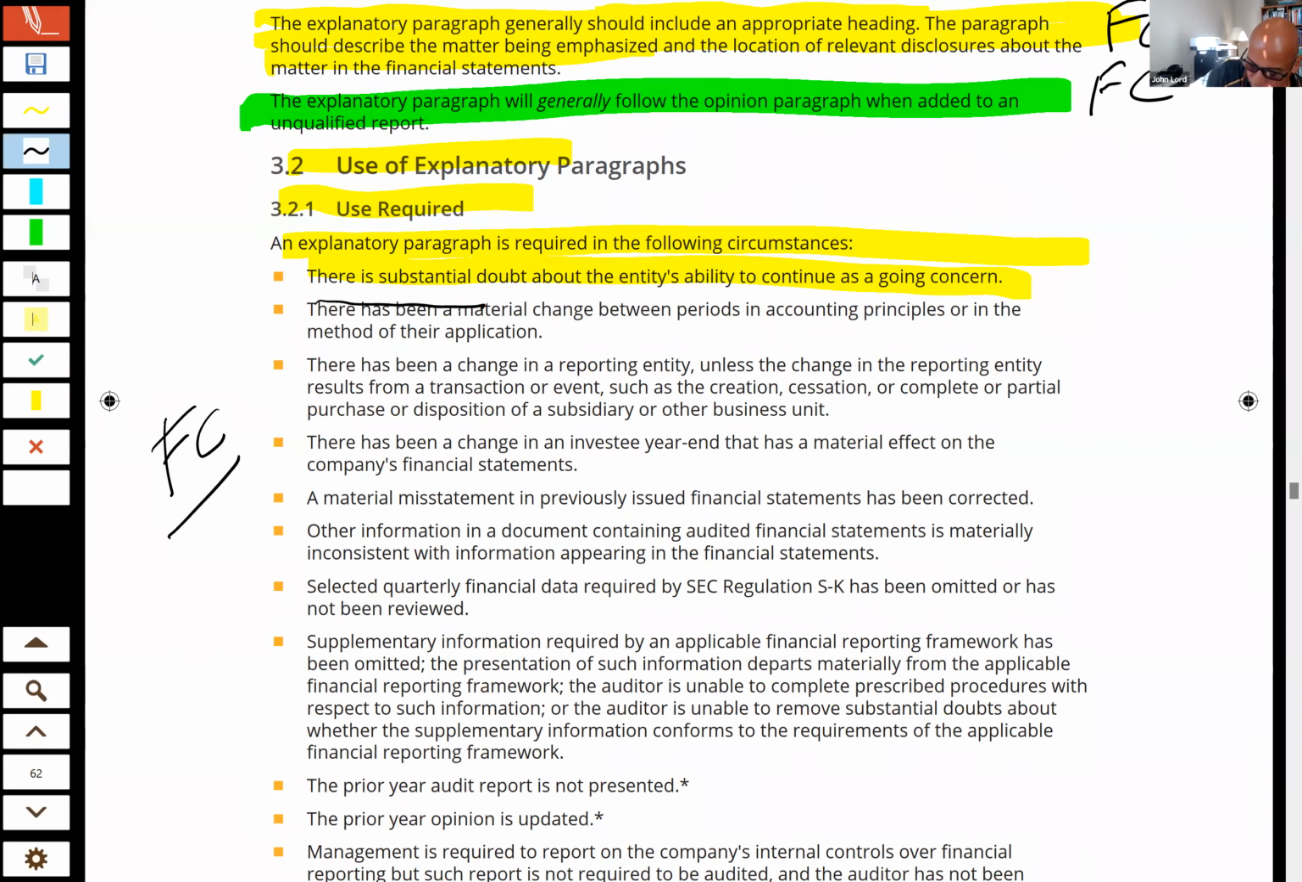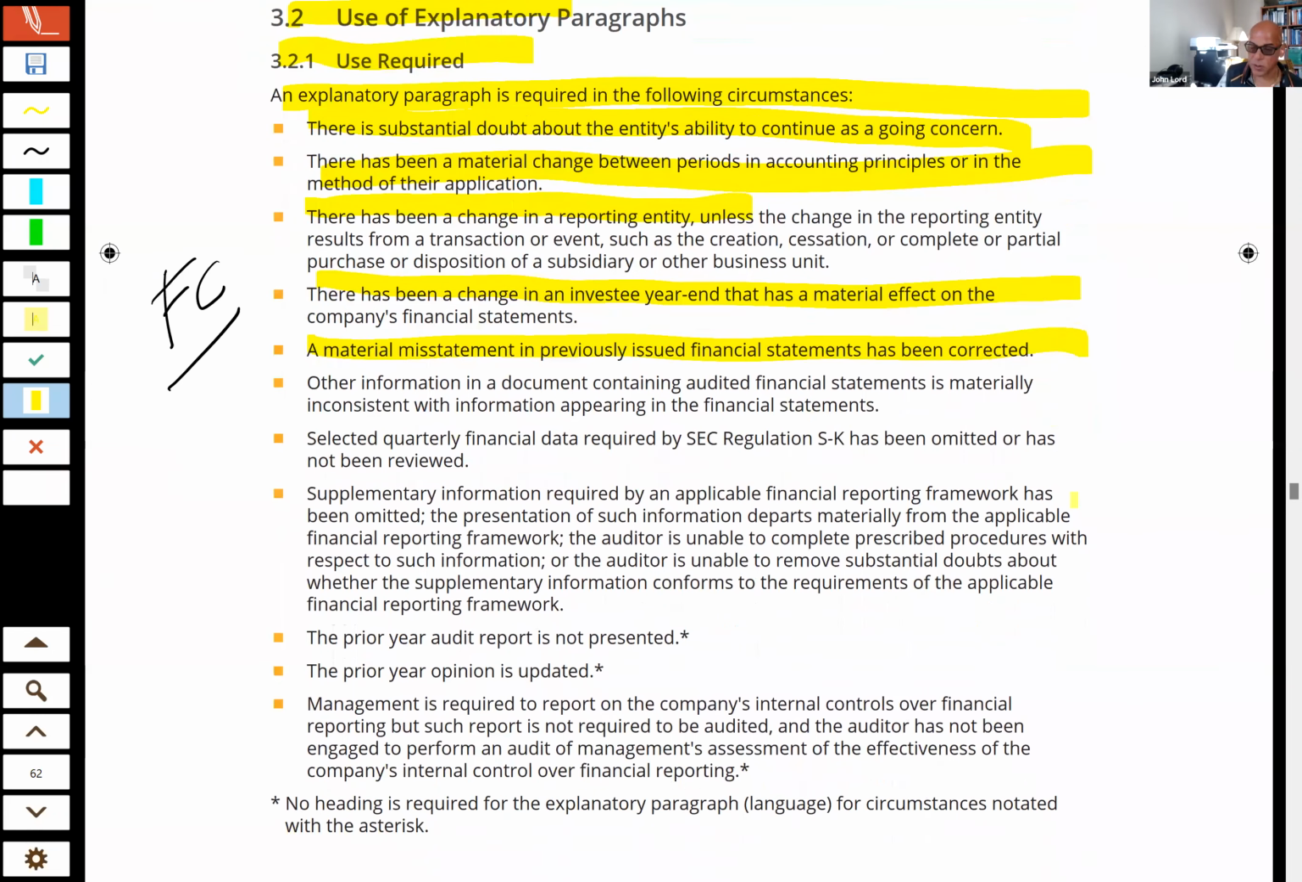There's been a material change in accounting principles, just like we saw for the non-public company. A change in reporting entity. There has been a change in the investee's year end. A material misstatement in previously issued financial statements has been corrected. We're probably preparing comparative financial statements with something corrected in the prior period. We would call that out as an explanatory paragraph.